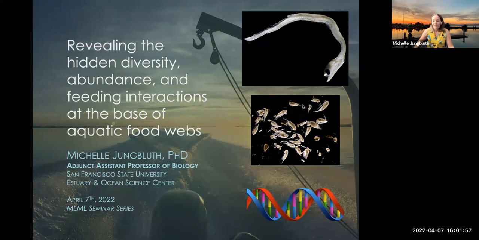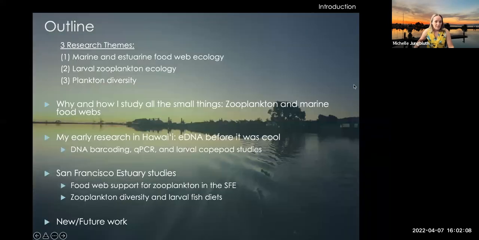I'm very excited to present on some old work and some new work looking at the hidden diversity, abundance, and feeding interactions at the base of aquatic food webs. So just a brief outline. My research in general tends to cover three main themes. Those are marine and estuarine food web ecology, larval zooplankton ecology, and plankton diversity.